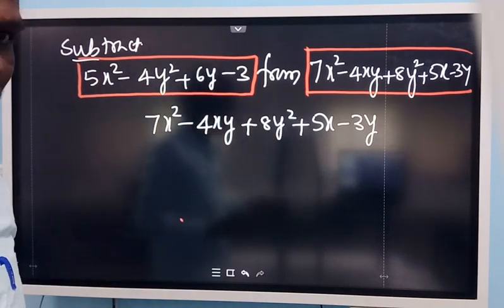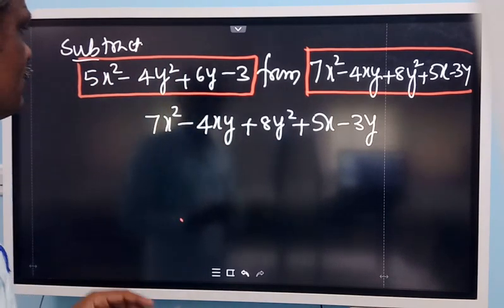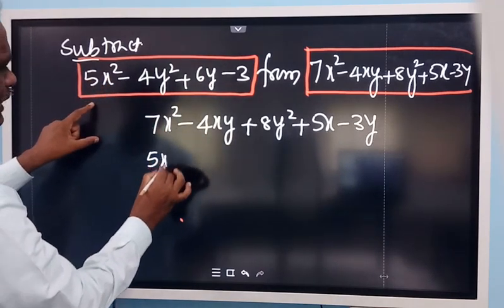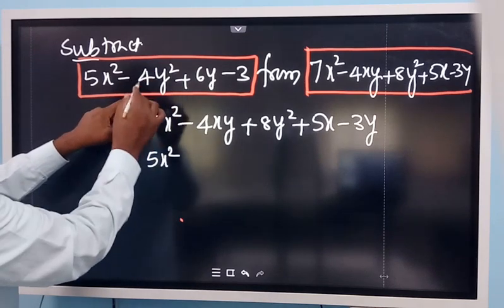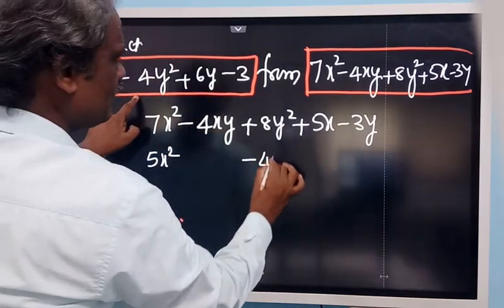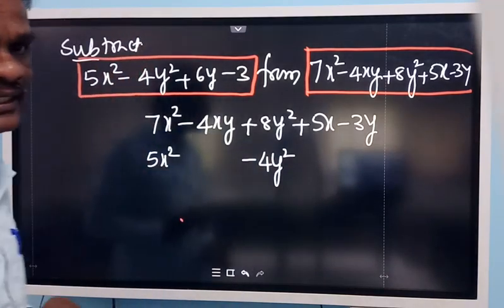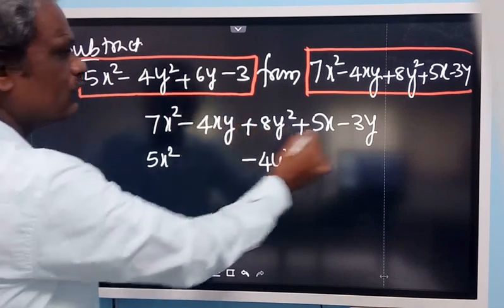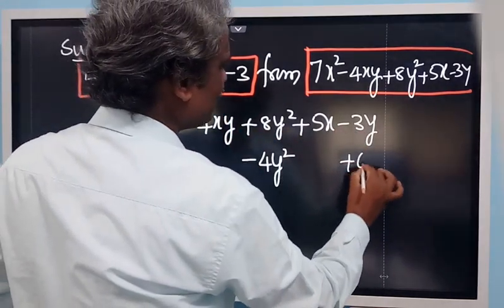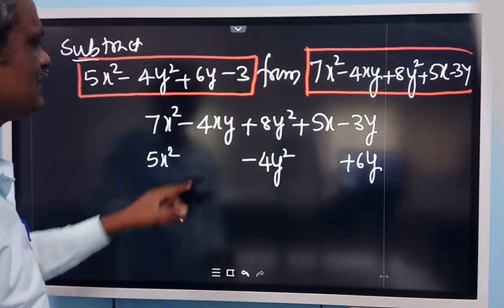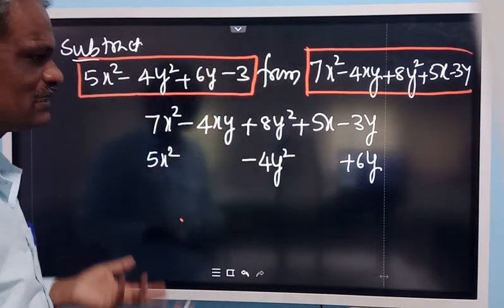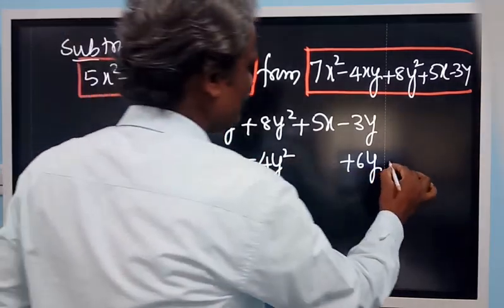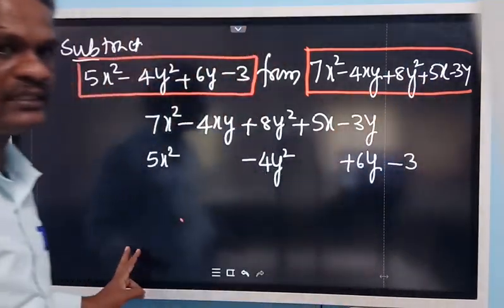And while writing, you have to write the like terms together. 5x square, you have to write below 7x square. Minus 4y square, you write below the y square. Carefully write below the like terms only. Then plus 6y can be written below 3y. So let me write here 6y. Then minus 3 is a constant. You don't find it anywhere in the first expression. Let us write it separately. Minus 3, separately outside.